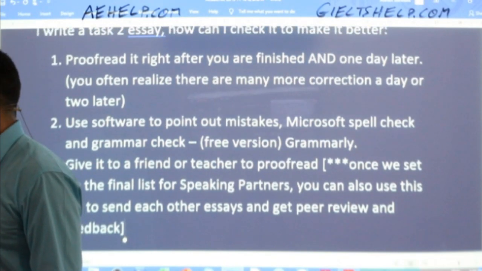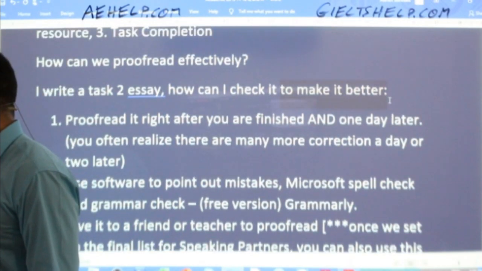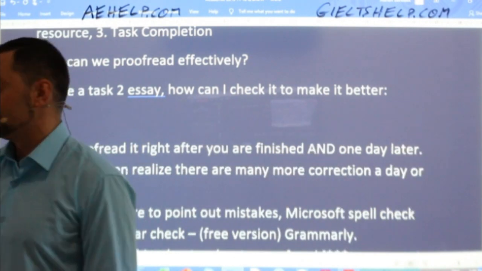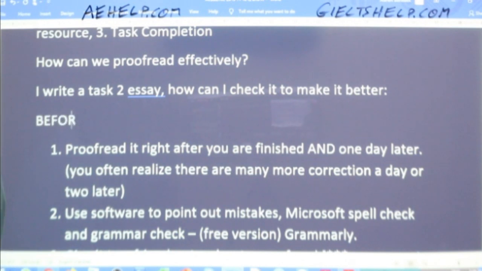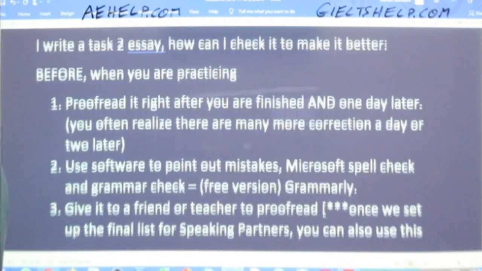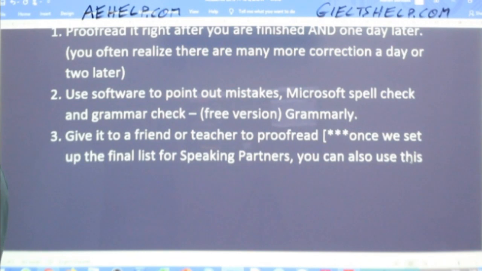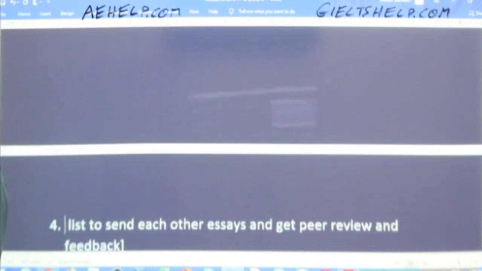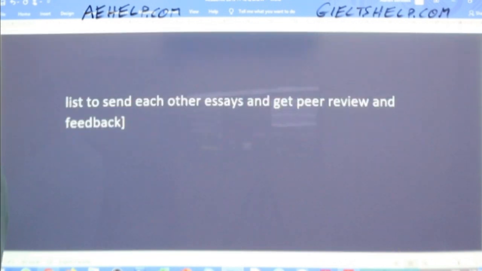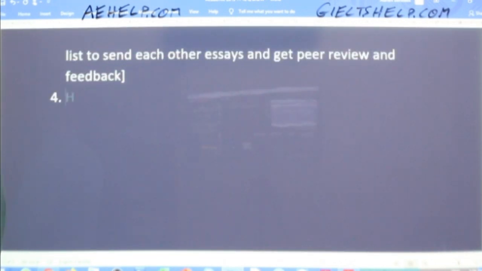Okay, good. Now, of course, Hassan, maybe your question is also, how can I proofread in the official exam, so in the real exam? So this is before, when you are practicing. Okay, and then, of course, Hassan, you might be also asking me, I'm just guessing here, how do I proofread during the exam? Which is also a good question.